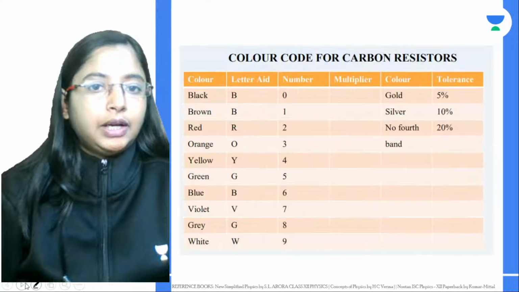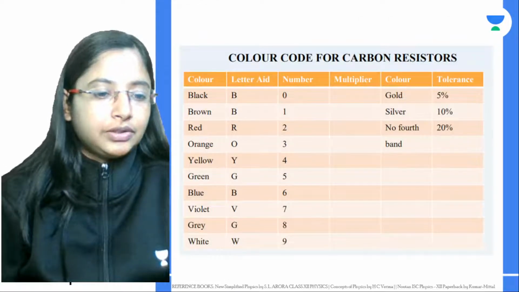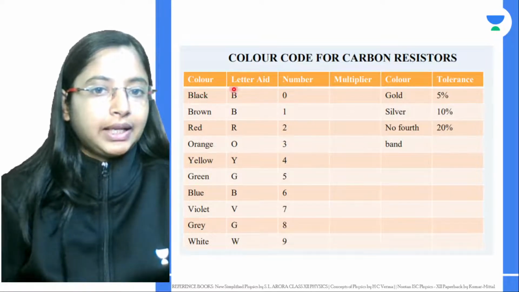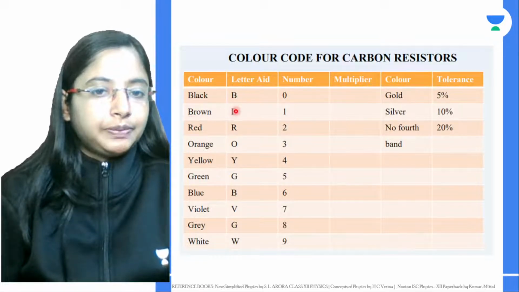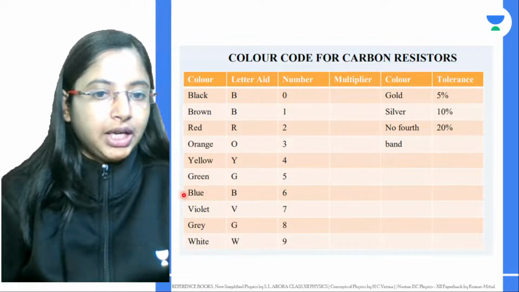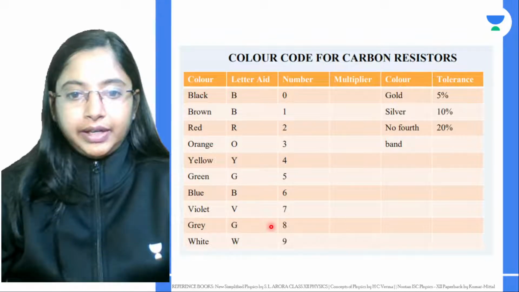Okay, now the color code of carbon resistors, we usually follow this list of colors, right? They start from black, brown, red. So black, the letter that goes with black is B, then you have brown, which is B again, and then red, so R, orange O, yellow is Y, and green is G, and blue is B, and violet is V, and then you have gray, which is G, and white, which is W. Okay, these are the letters that go with it.